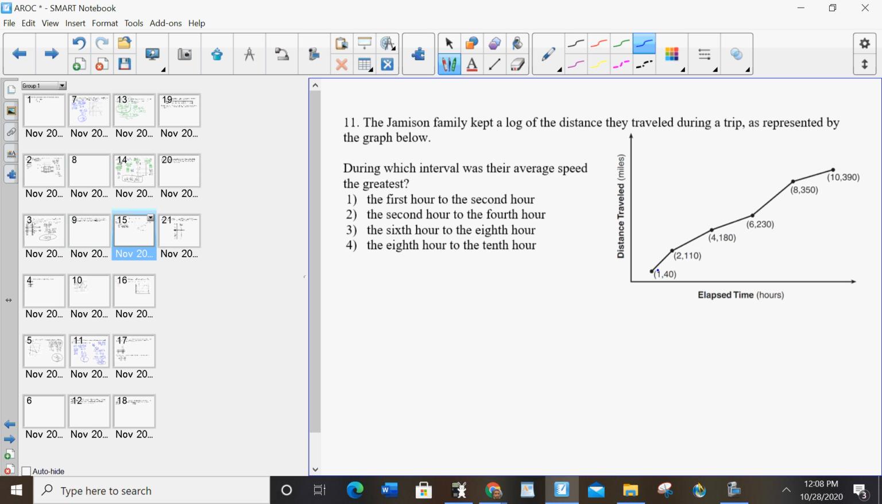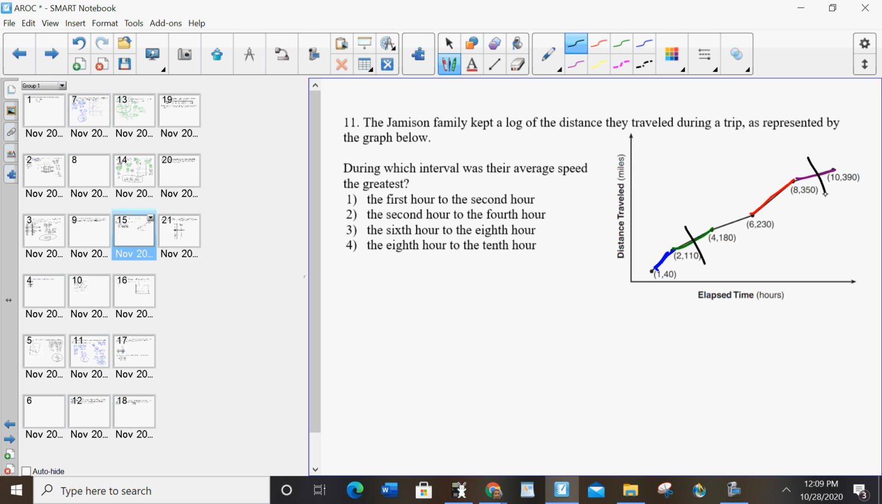So let's do 1 to 2 in blue. Let's do 2 to 4 in green. Let's do 6 to 8 in red. And let's do 8 to 10 in purple. Those are my options. So which one's steepest? Well, definitely not the green one, because the blue one is steeper than the green one. The red one is steeper than the purple one. So it's either the blue or the red.